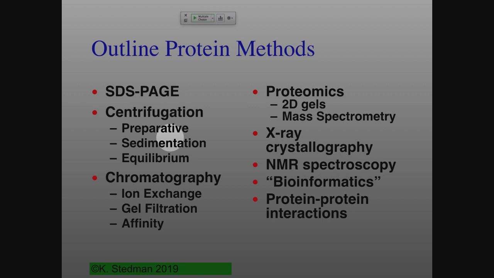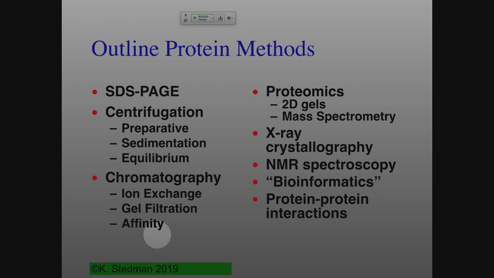SDS-PAGE, sodium dodecyl sulfate polyacrylamide gel electrophoresis, and three flavors of centrifugation. We've got preparative centrifugation. Preparative centrifugation is just separating the different pieces of your cell from each other, and then two different analytical ways of doing centrifugation, in terms of size and in terms of density. And we'll look at those in just a second.